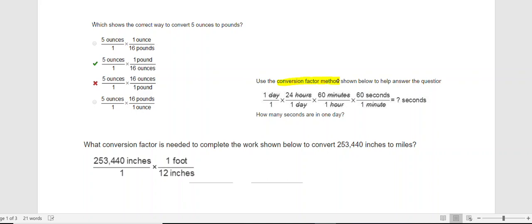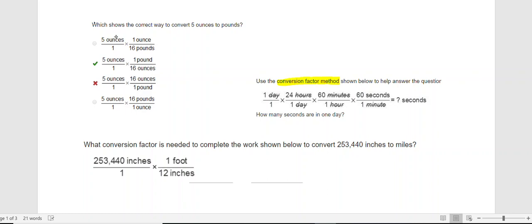This video is to explain the conversion factor method and how to use the conversion factor method to convert between units in the U.S. customary system. So in this example, which way shows the correct way to convert 5 ounces to pounds, I want to point out that the correct way to convert always has units that you're canceling across from each other.